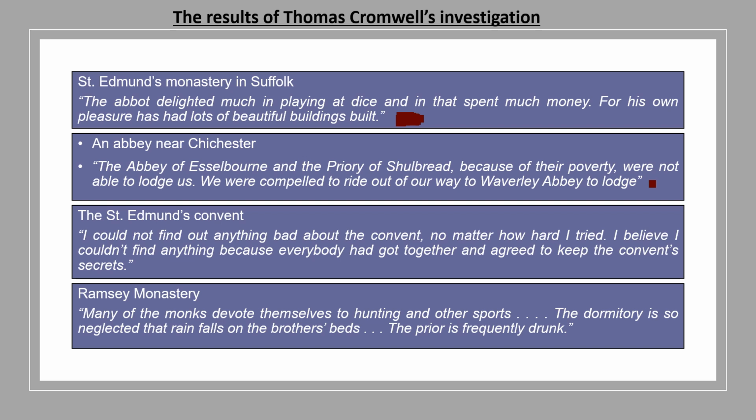However, this one says, I couldn't find anything bad about the convent. No matter how hard I tried, I believe I couldn't find anything, because everybody had got together and agreed to keep the convent secrets. But look at this, no matter how hard I tried. So they'd obviously been given strict instructions to go and find out what was happening in these monasteries and really find the negatives rather than the positives.